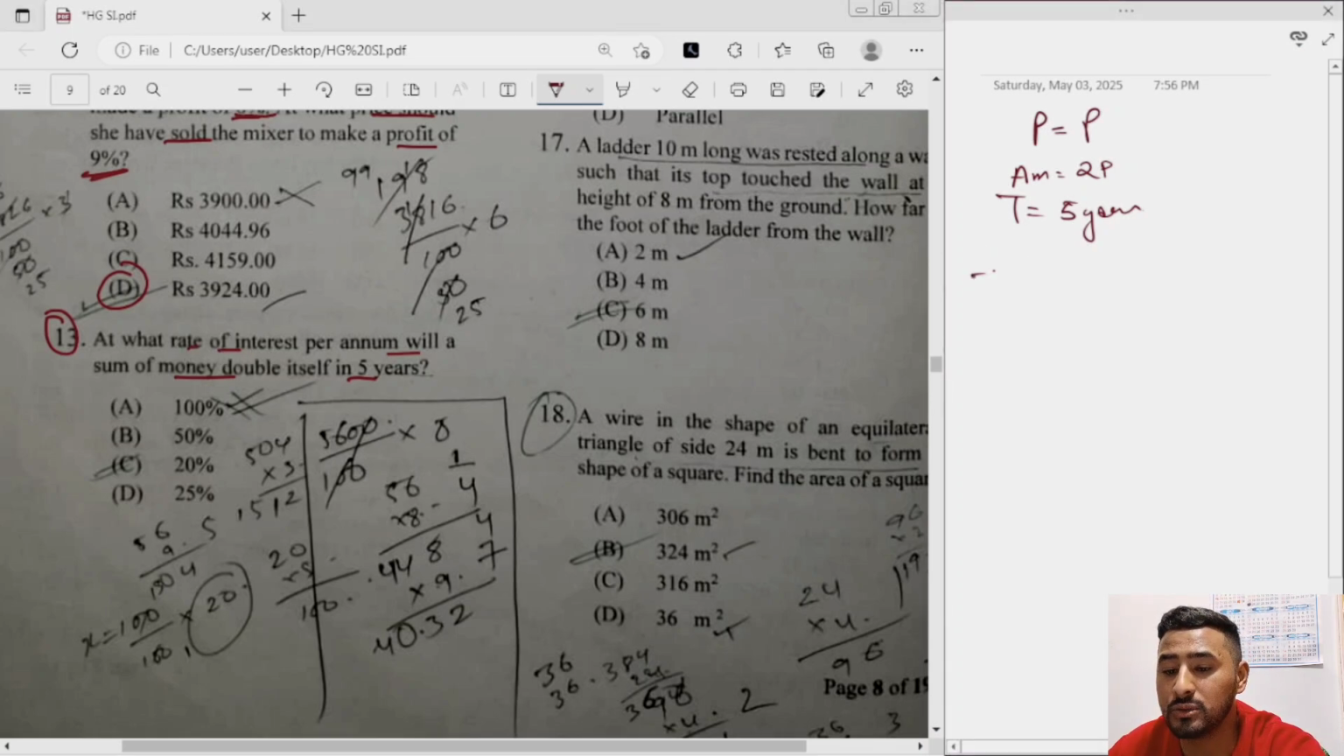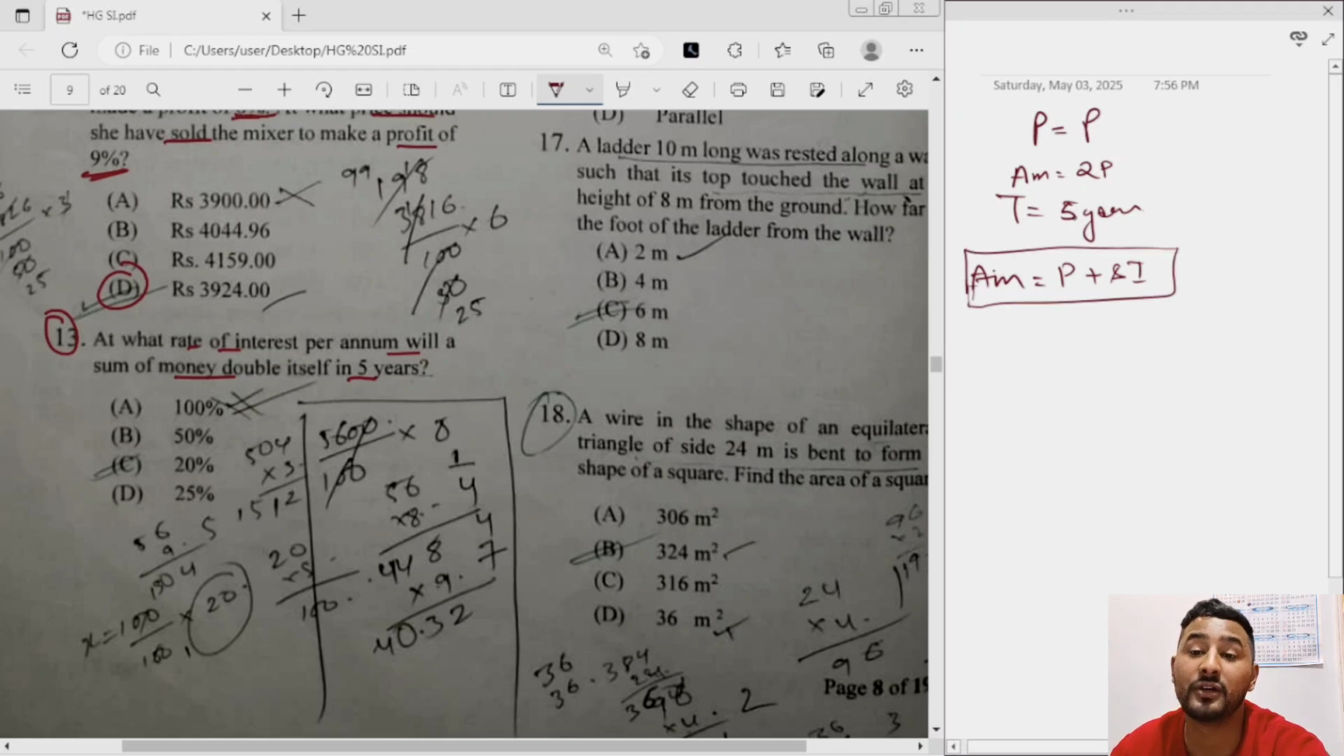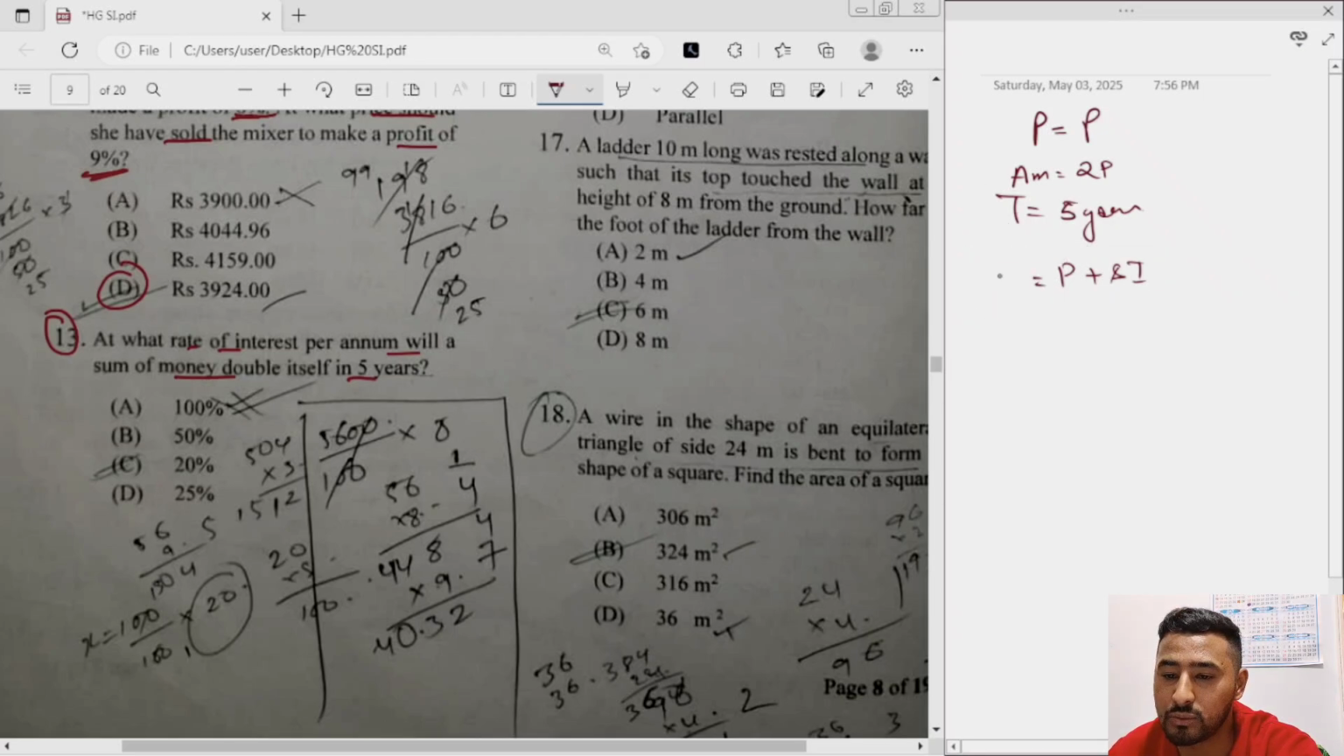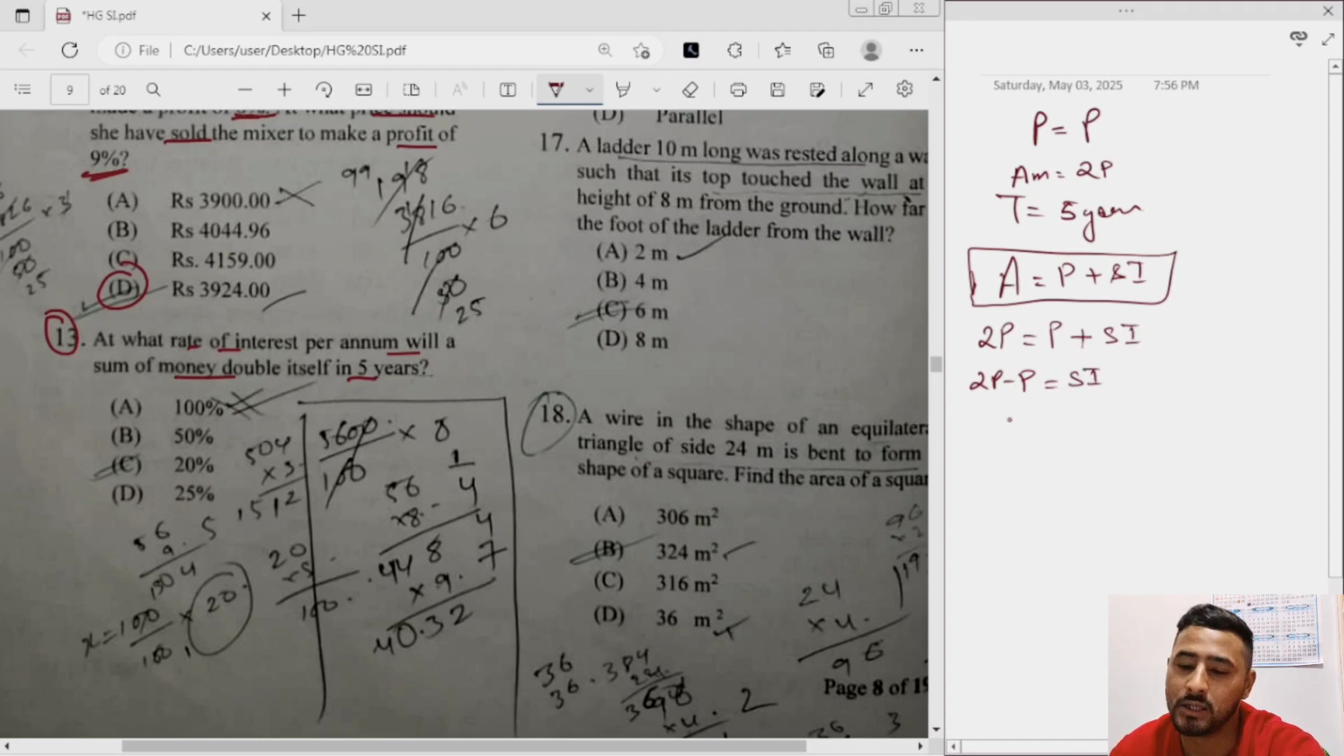So you should remember amount is equal to principal plus simple interest, right? This is the formula I've given already in the previous questions that we have solved. Let me write it clearly. This is amount, or I'll just write A. You should remember this formula. Now our A is 2P, equal to P plus our SI, right? Now you bring P to the other side, this will become 2P minus P equal to SI, and you'll get P is equal to SI, right? 2P minus P is SI.